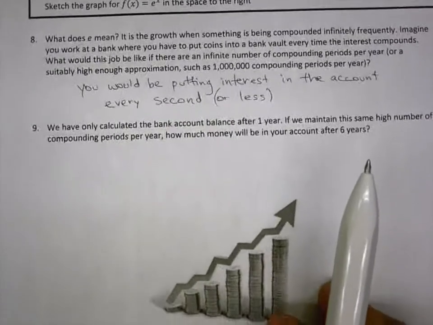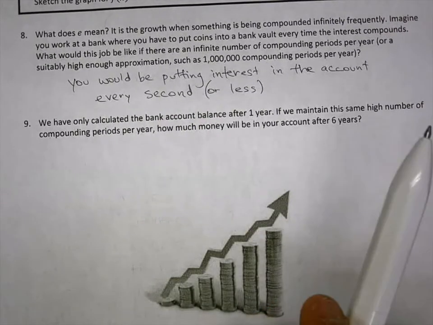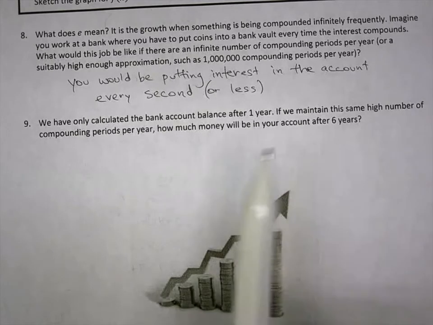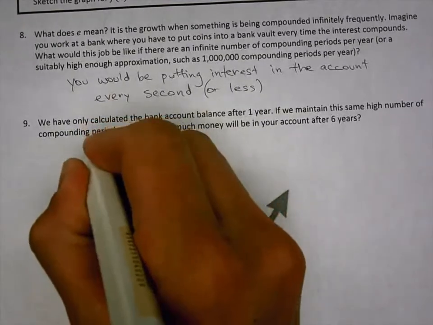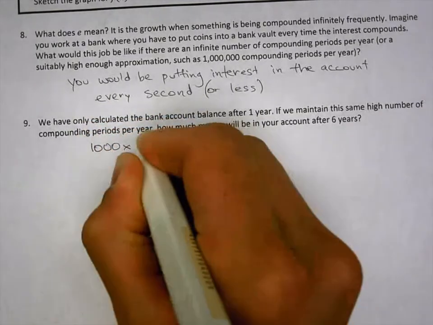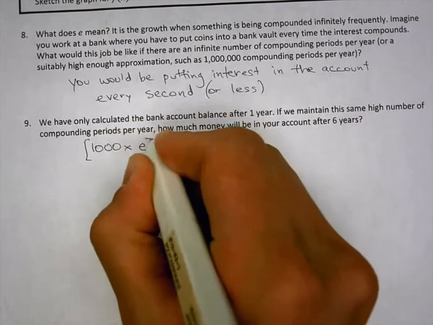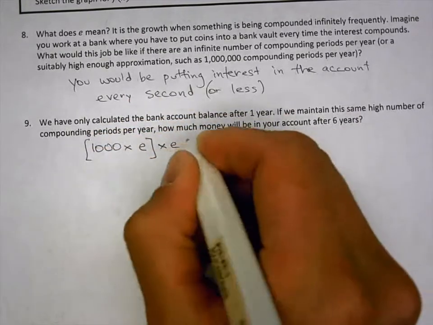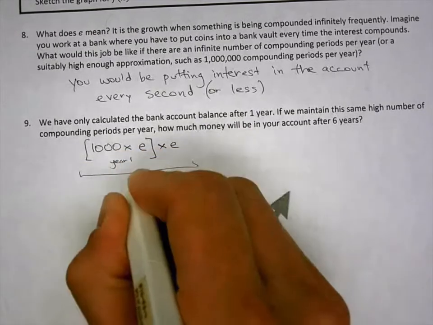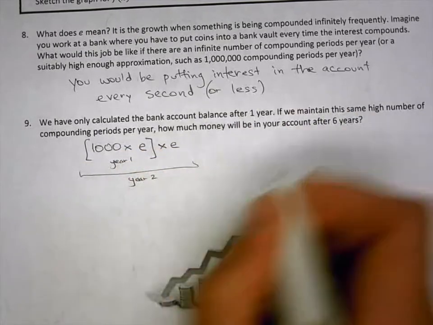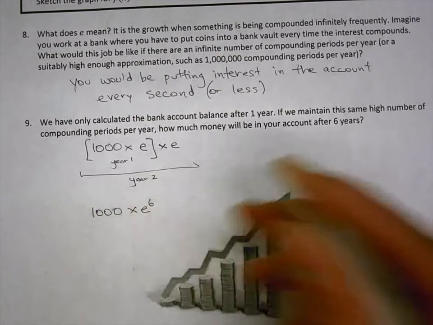And just a final question, just as a thinker, we've only calculated the bank account balance for 1 year. What if we were to have the same compounding per year, how much money would we have after 6 years? So year 1, you'd have 1,000 times e. That would be year 1. Then you'd have times e again. This would be year 2, etc., etc. So you'd have 1,000 times e to the power of 6.